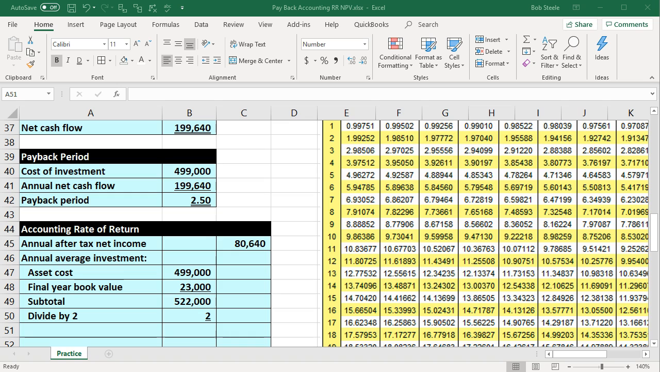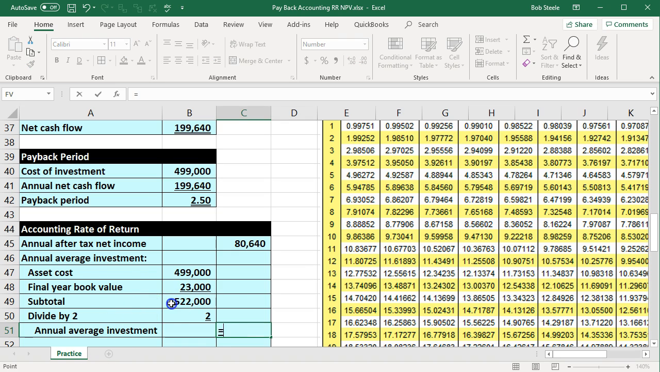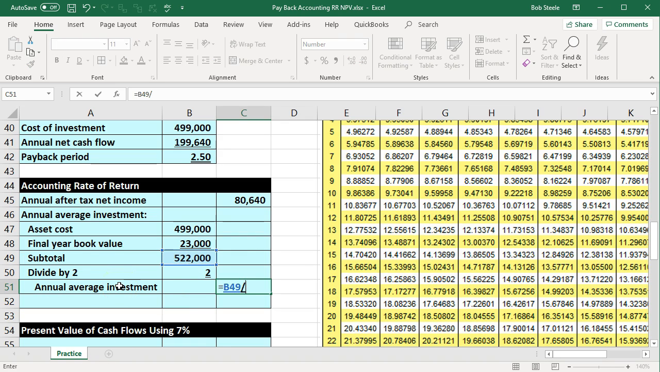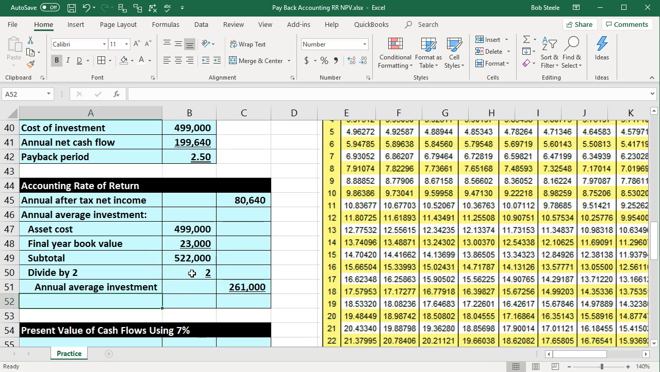So that's going to be the average calculation. We'll say the annual average. I'll pull that out to the outside now. This is going to be equal to the 522,000 divided by 2. And that gives us the 261,000.